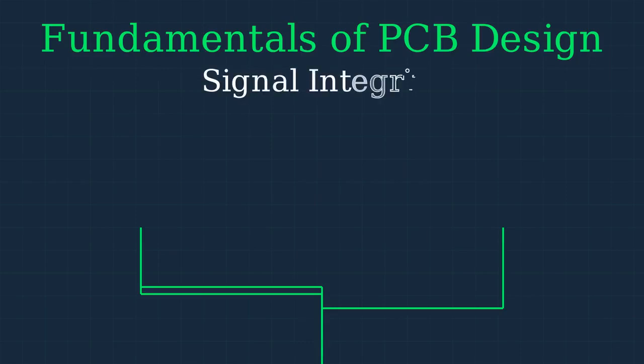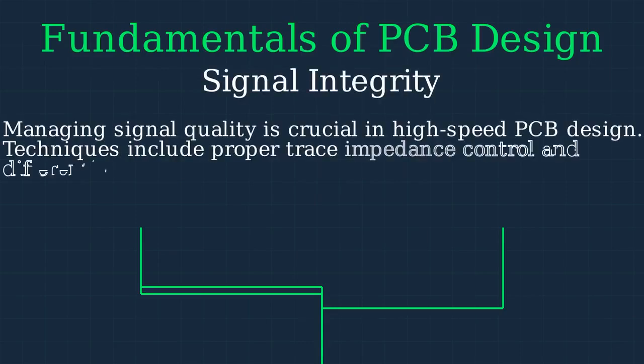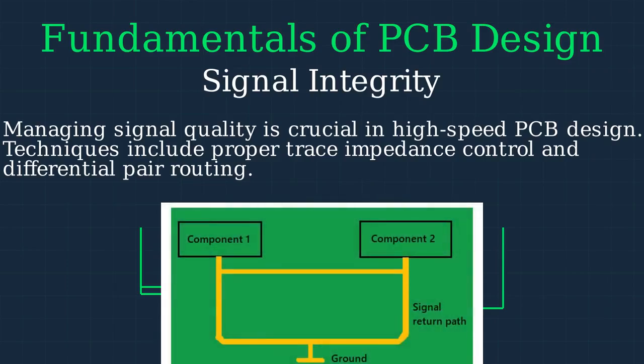Signal integrity involves managing trace impedance and using techniques like differential pairing to prevent signal degradation. This is especially crucial with today's high-speed digital circuits, where proper signal return paths are essential to minimize noise and distortion.